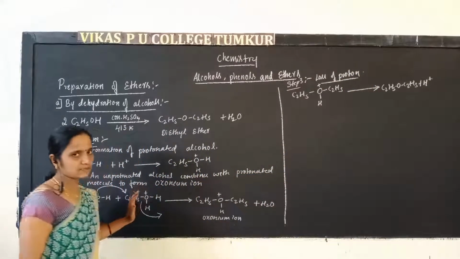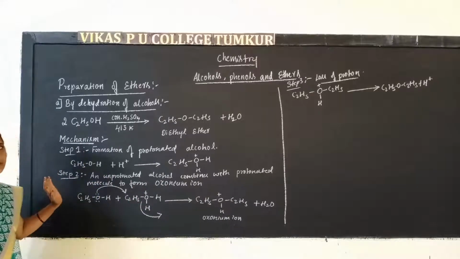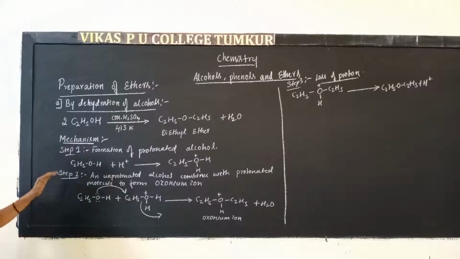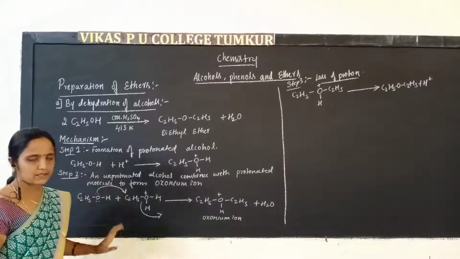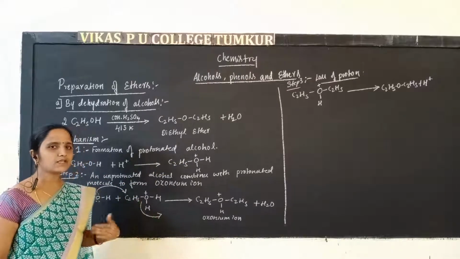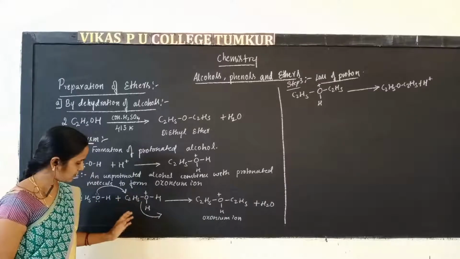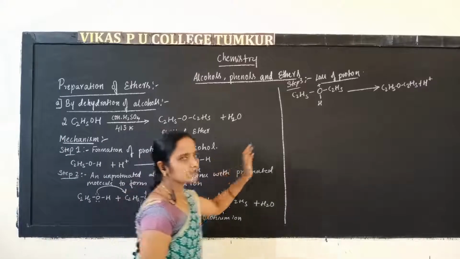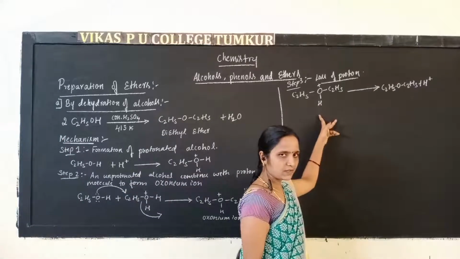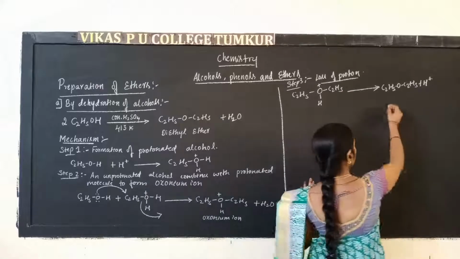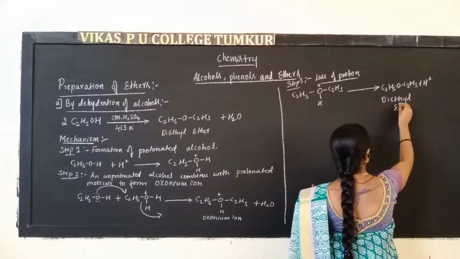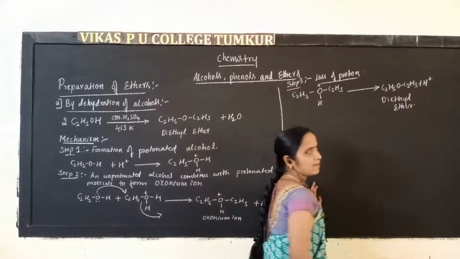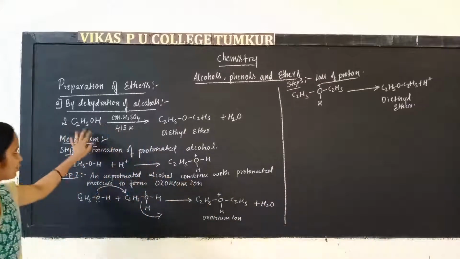This is the mechanism of the dehydration of alcohols in the formation of ethers. In the first step, the protonated alcohol is formed. In the second step, an unprotonated alcohol combines with the protonated alcohol to form an oxonium ion. In the third step, it loses the proton from the oxonium ion to form an ether, which we call diethyl ether. This is the mechanism of this reaction.